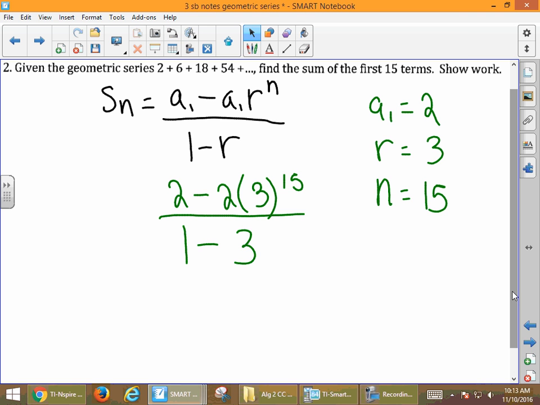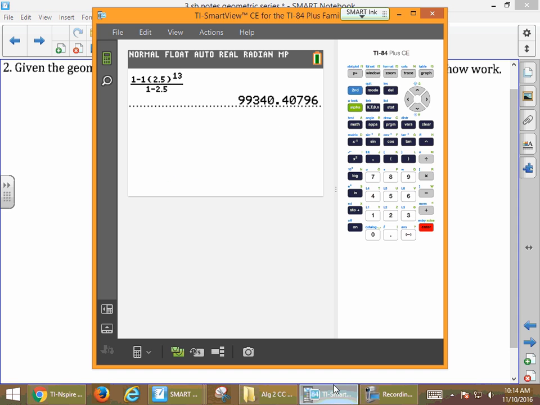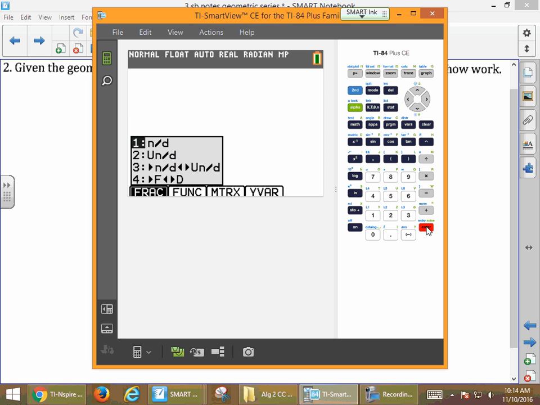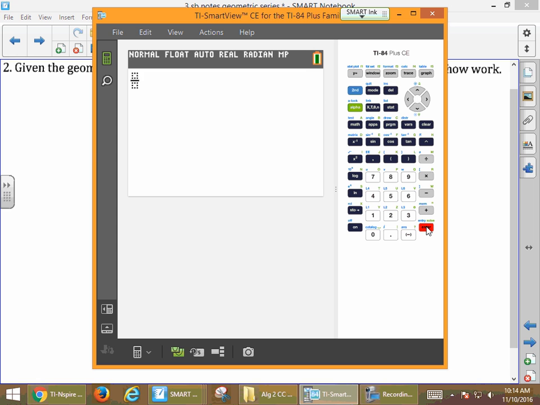And again, if you don't have a fraction button on your calculator, then you need to put parentheses around the entire top and the entire bottom of a fraction. So we type it in. Alpha y equals number 1. And then it's 2 minus 2 times 3 to the 15 divided by 1 minus 3. And we get that value there.